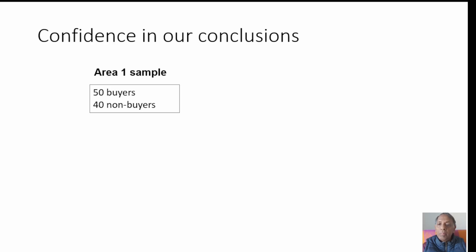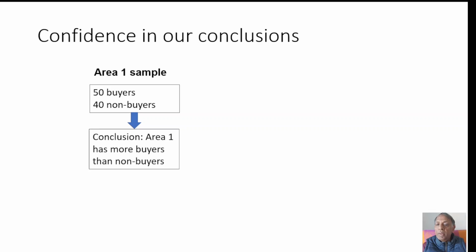Okay, let's look at another point. So let's say we did a different kind of study and we did studies in two areas, area 1 and area 2. In area 1, we looked at 90 people, and 50 of them were buyers, 40 of them were non-buyers. So the conclusion clearly is area 1 has more buyers than non-buyers.